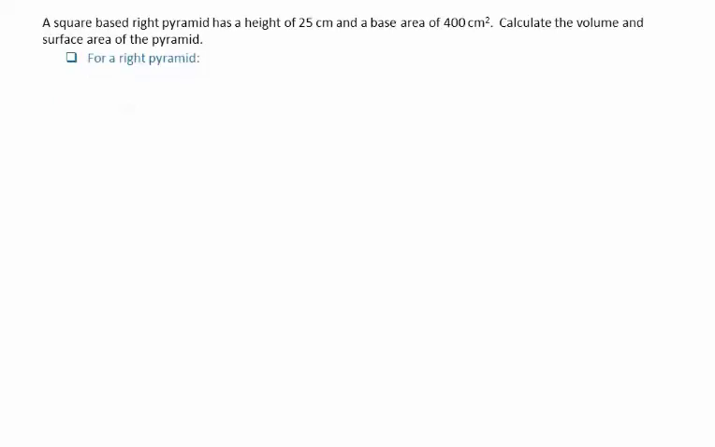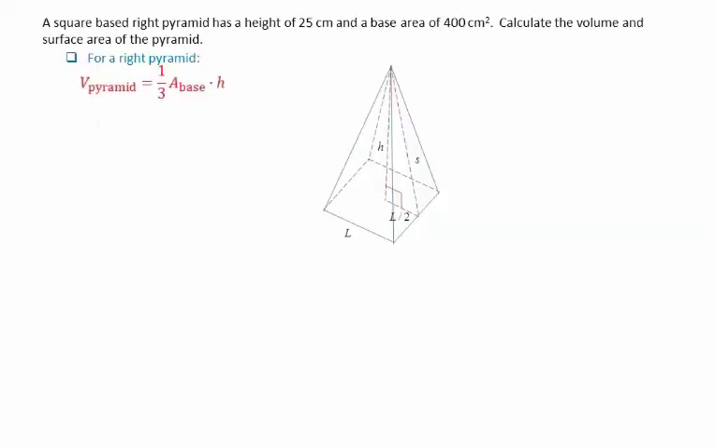For a right pyramid, the base is the shape of any polygon. The height of the pyramid is measured from the center of this polygon, perpendicular from it to the vertex. The volume of a right pyramid is equal to 1/3 times the area of its base times its height. Note that this is exactly 1/3 of the volume of the corresponding right prism with the same base and height.